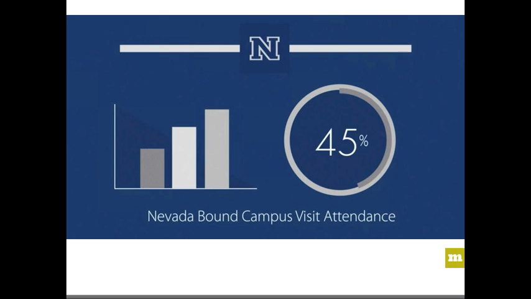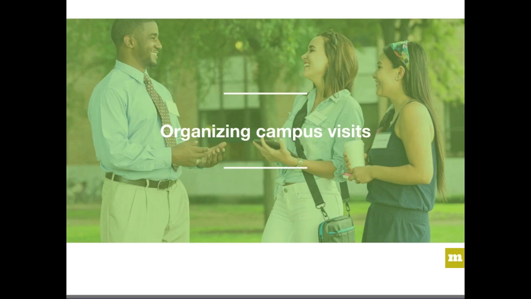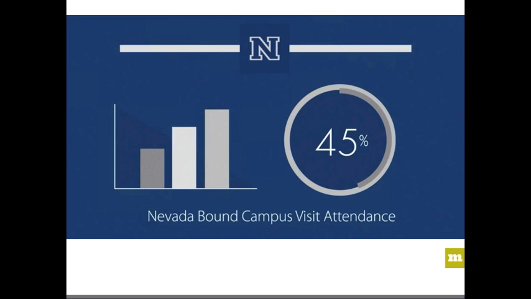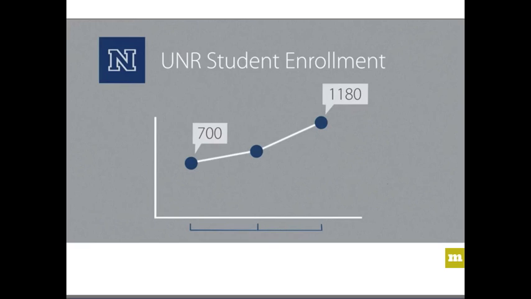The other key component, so we talked about enrollment, was they were able to increase their enrollment from 700 to 1,180 in about 3 years, once they switched to Formstack. And it was really around those three big things.